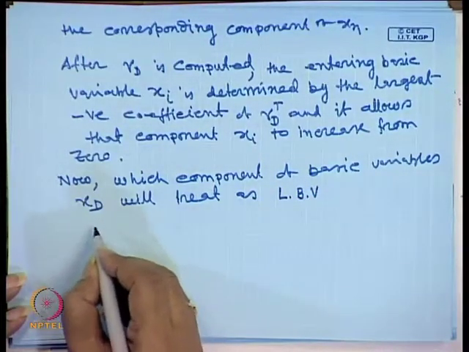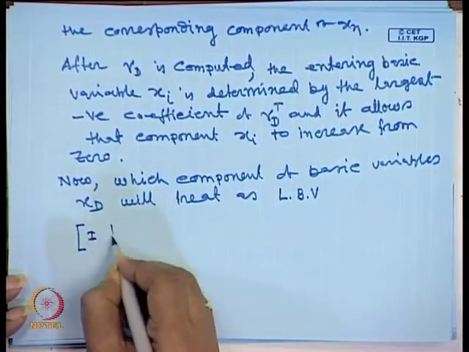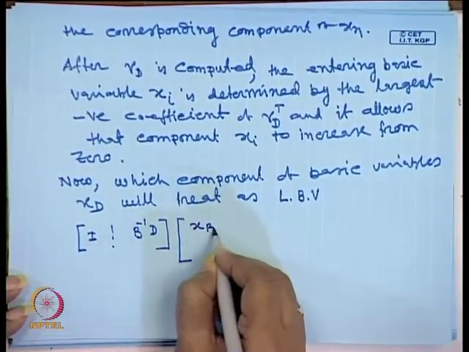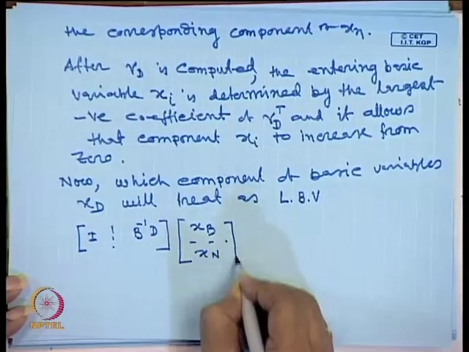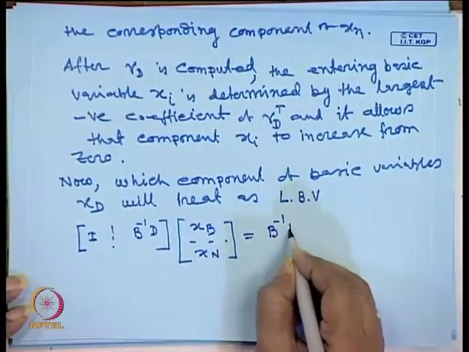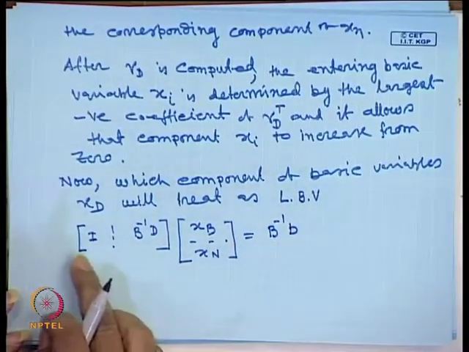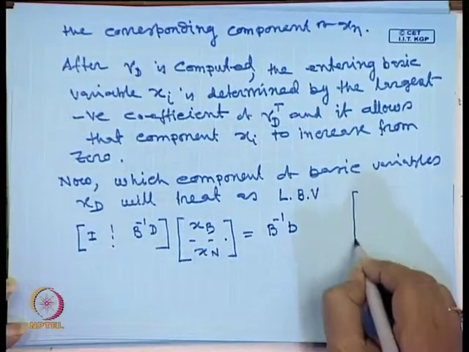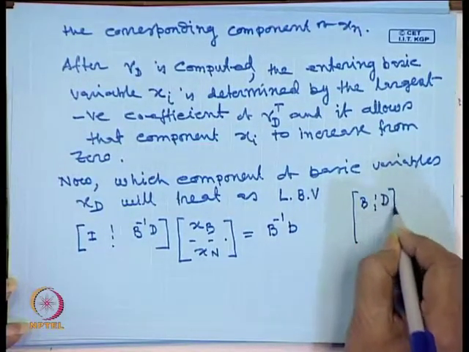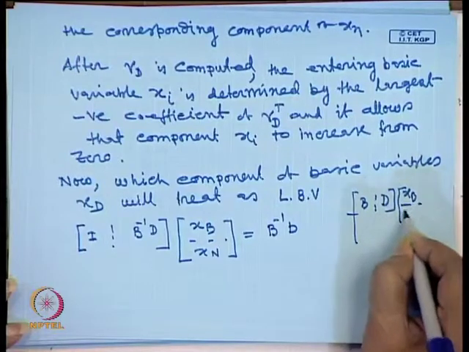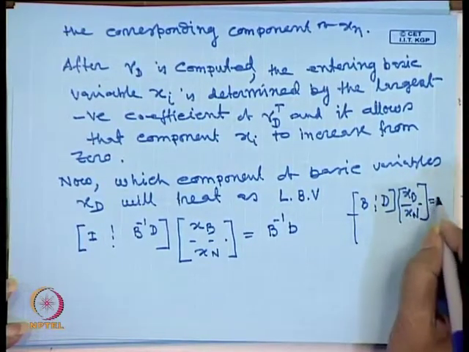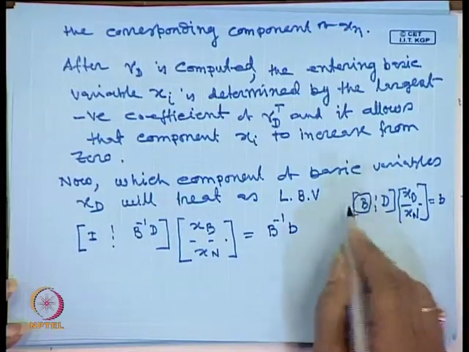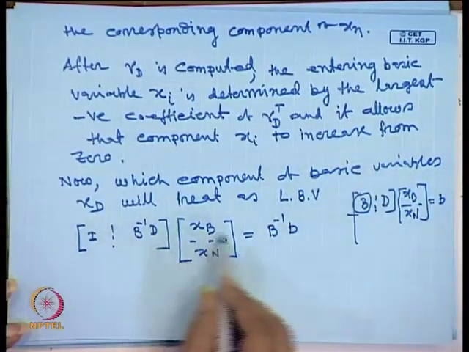So, now recall our basic expression, that is I B, B inverse D, XB, XN is equal to B inverse b. That is our basic expression, our equality constraints. We have written, if you recollect, B partition D, then we have the basic variables XB, then the non-basic variables XN is equal to b. Both sides I take the inverse, this is a square matrix, so it will come this way.